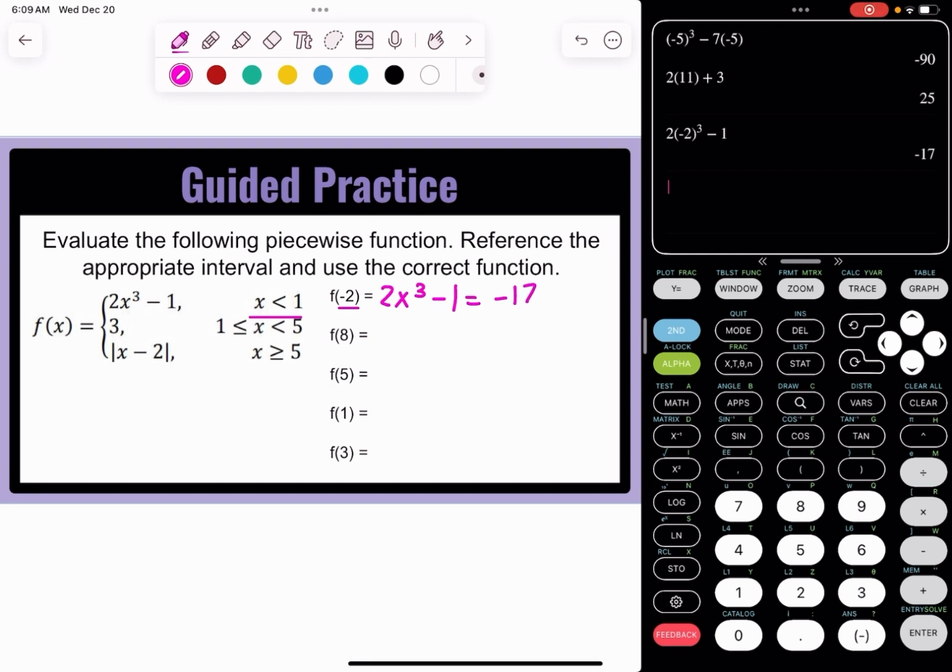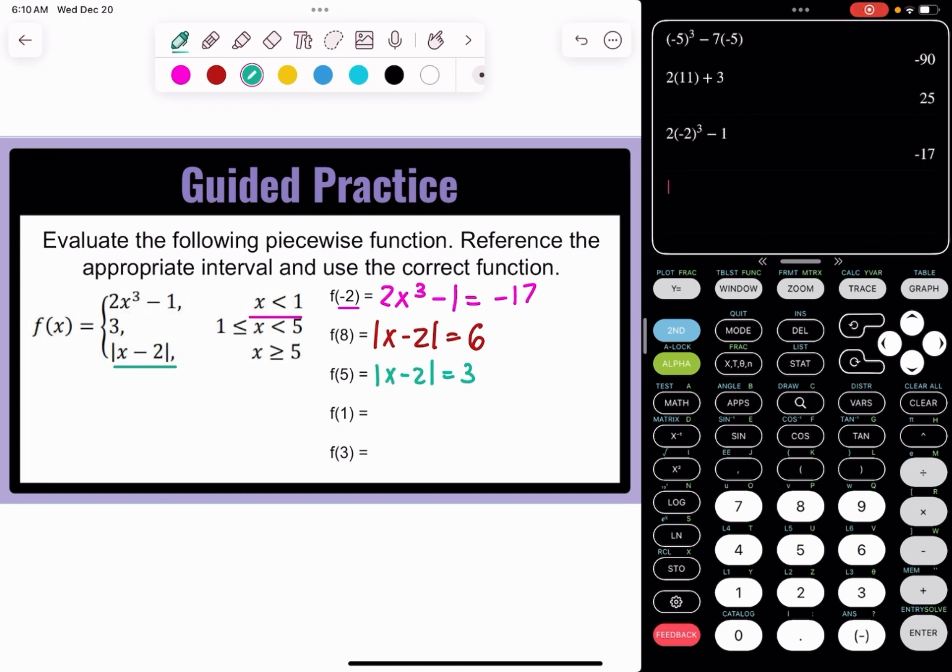Okay, then when our number is 8, that means x is greater than or equal to 5. So we're going to use the absolute value of x minus 2. X is 8, so 8 minus 2 is 6, and the absolute value of 6 is just 6. Okay, now if x equals 5, that means we're not in between 1 and 5 because 5 is not included, but we are greater than or equal to 5. So the absolute value of x minus 2. 5 minus 2 is 3, and the absolute value of 3 is just 3.